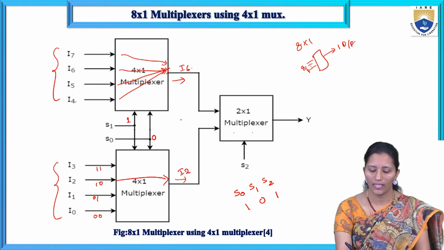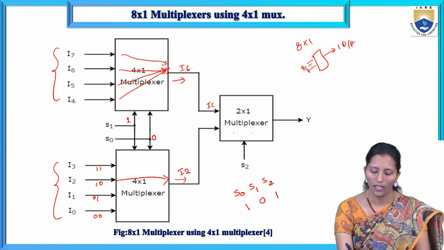I6 and I2 are the outputs of the 4 by 1 multiplexers. These are given as inputs to the 2 by 1 multiplexer. Here S2 is 1. If S2 is 0, I2 will be mapped. If S2 is 1, I6 will be mapped. So here we get I6.